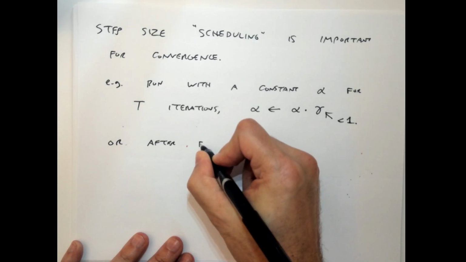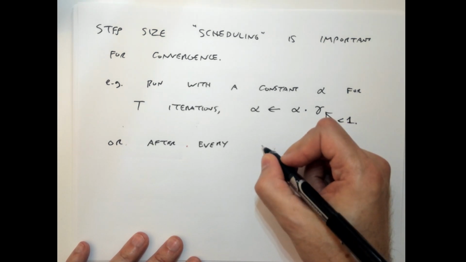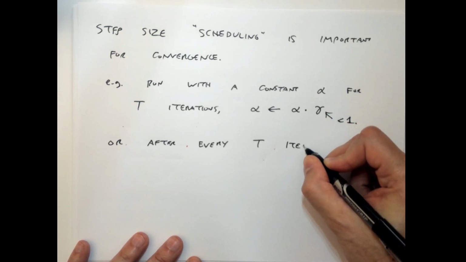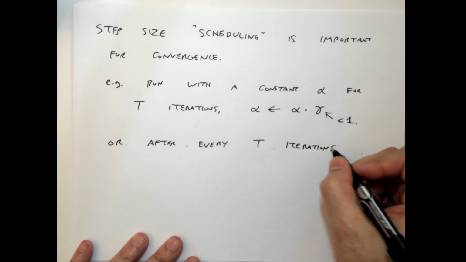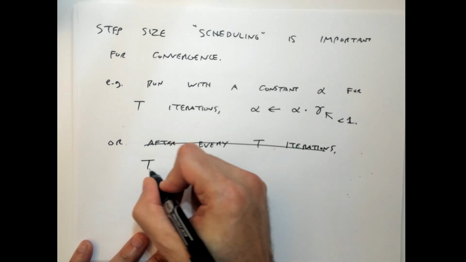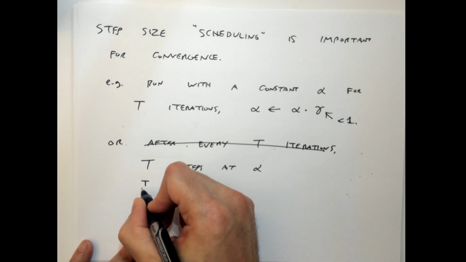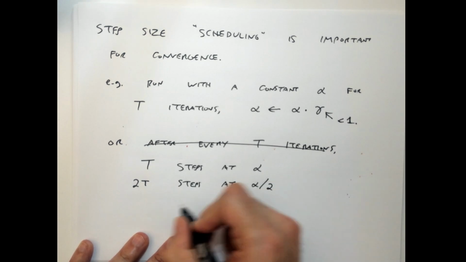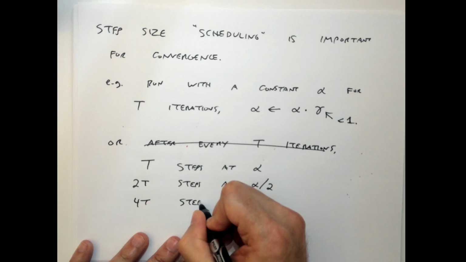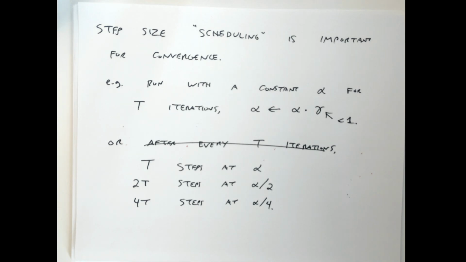Or I could say, after every t iterations, maybe the other way to say it is: do t steps at step size alpha, 2t steps at step size alpha over 2, 4t steps at step size alpha over 4, and so on, right? What these have in common is that alpha is getting smaller and smaller every time, okay?